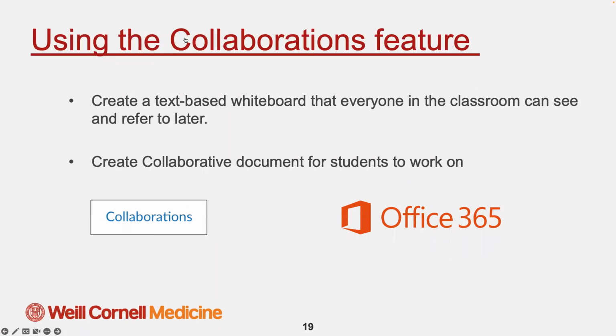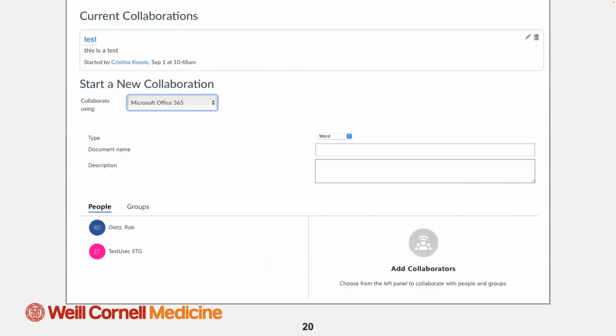Now, the next one I'm talking about is the collaborations feature. A collaborations feature can be compared to a shared document, but Canvas allows it to use the learning management system and Office 365 together. By default, when you use a collaborations tool, it's going to take you to this page, and it is a tool that's built into the navigation bar. We could always go back and go over that for people who want to know how to get there. To start a new collaboration, you would choose Microsoft Office 365.